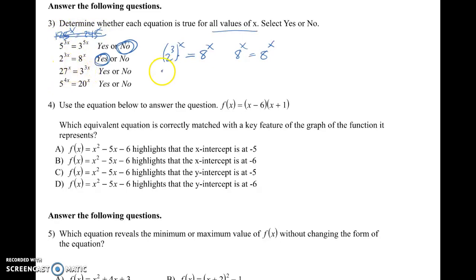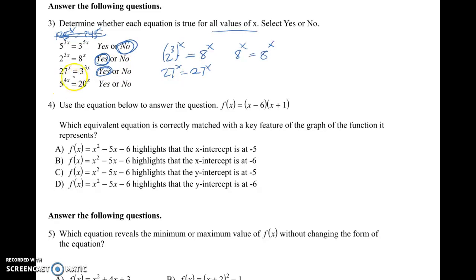For this one here, I have 27 to the power of x equals, what's 3 cubed? 3 to the power of 3 is 27, to the power of x. So is that true? Yeah. If I plug in 1 here and 1 here, yeah. Plug in 3 here and 3 here, yeah. Plug in 500 and 500, yeah. This is true for all values.